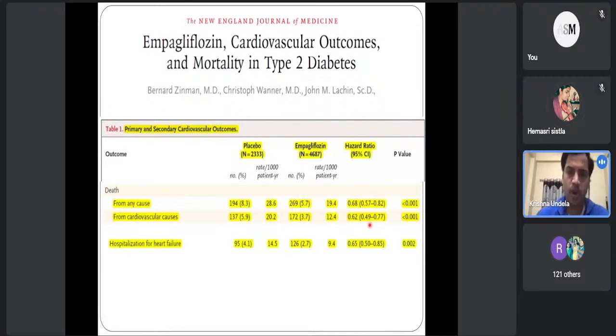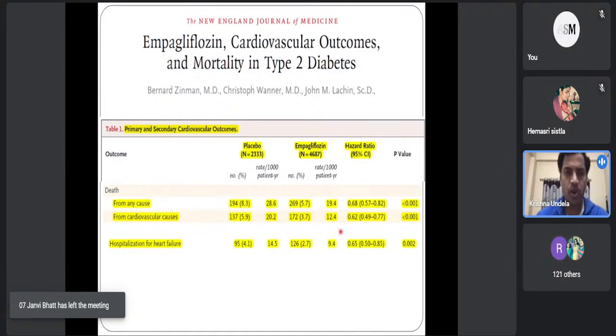Exactly. So people who are receiving empagliflozin having 38% less chance of getting the cardiovascular causes, means death because of cardiovascular causes, compared to the placebo. So why we are giving that conclusion? This is less than 1, and also it's found to be statistically significant because both the values are less than 1, and also p-value is less than 0.05. So we can certainly say that people who are receiving empagliflozin having 38% less chance of getting the death from cardiovascular causes in comparison with the placebo.